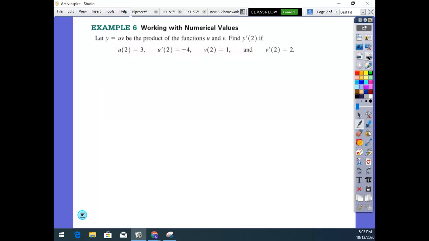So sometimes they just tell us the numerical values of each of the functions. You must be very careful though. U and V are not numbers. They are functions, U and V. So we start with the generic product, UV. We are looking for the derivative of y. Since U and V are being multiplied, I'm going to use the product rule.